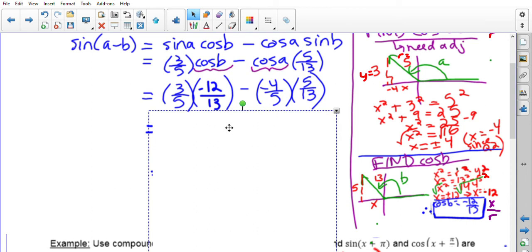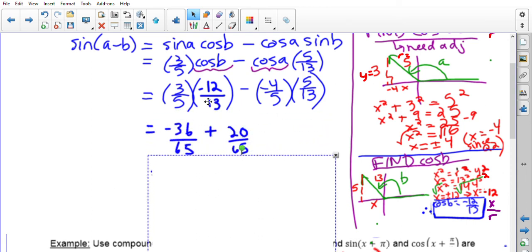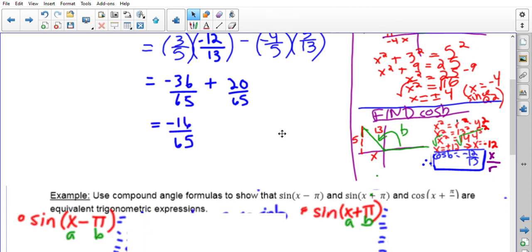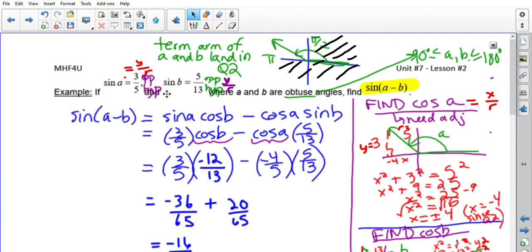Now let's simplify. I get negative 36 over 65, and then these two negatives make a positive, and then 20 over 65. We can add the numerators and get negative 16 over 65. And we just solved this without using a calculator, given just these small pieces of information.